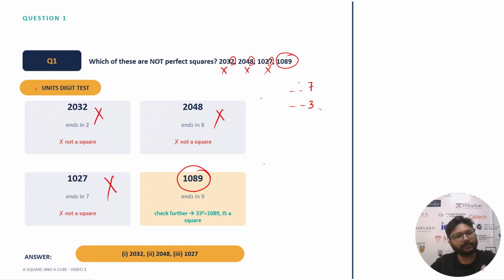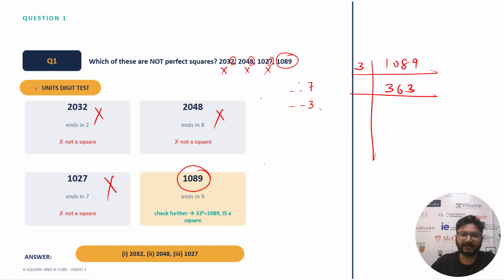Basically, I can do the prime factorization, or I can do the approximation approach. Let's go ahead with the prime factorization. So 1089 is a multiple of 3: 3 times 363, then 3 times 121. 121 is a multiple of 11: 11 into 11, and 11 into 1. So this is basically 3 square and 11 square.